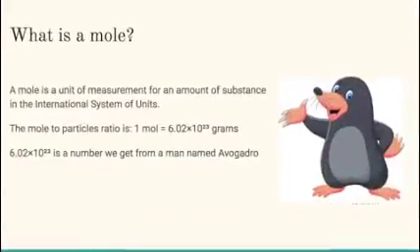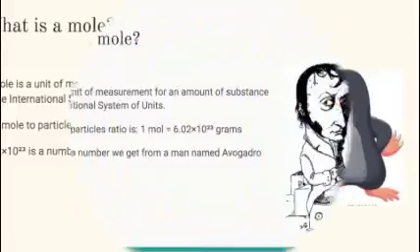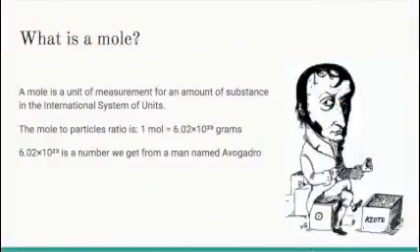First, we have to understand what a mole is, not the animal, but the number. A mole is a unit of measurement for an amount of substance in the International System of Units. 1 mole is equal to 6.02 times 10 to the 23rd grams. This number was founded by a man named Avogadro in 1811.